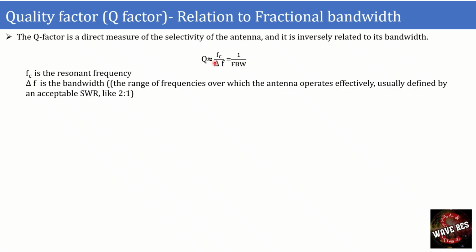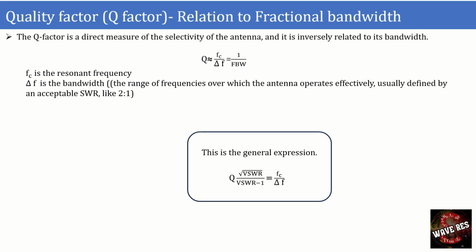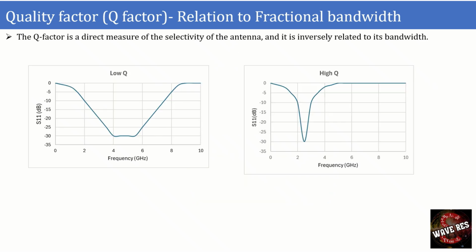So the quality factor is inversely proportional to the bandwidth of operation. This is the more common, more general expression relating the quality factor and the fractional bandwidth: Q into root of VSWR by VSWR minus 1 equal to Fc by delta F. In this case, we are considering the VSWR is in the range of 2:1, then Q is proportional to Fc by delta F. So this is a summary of the above definition.